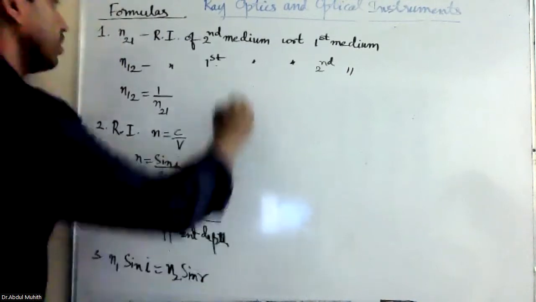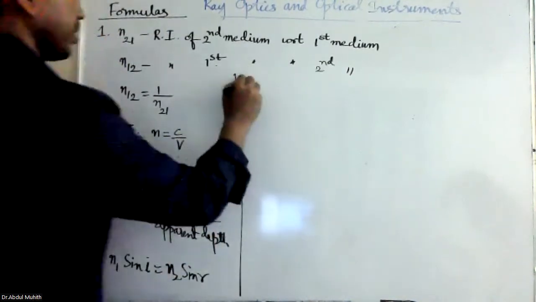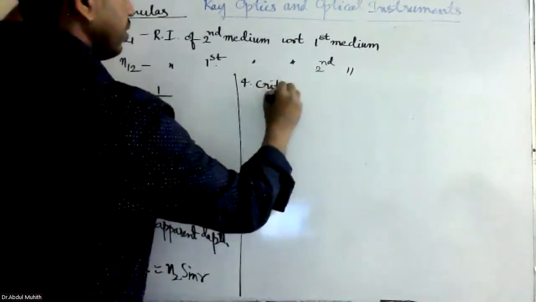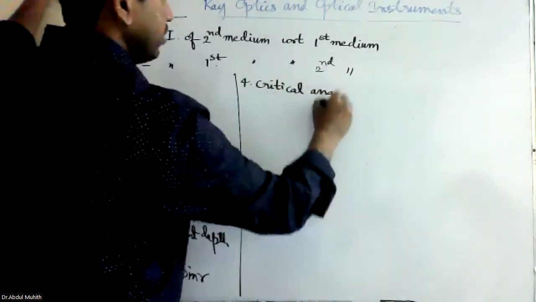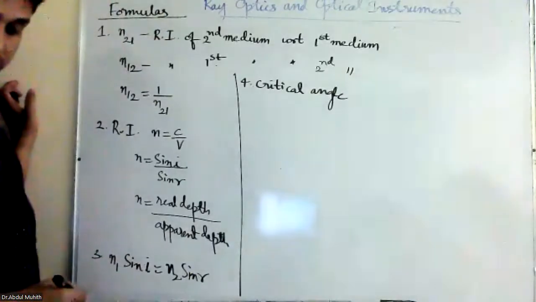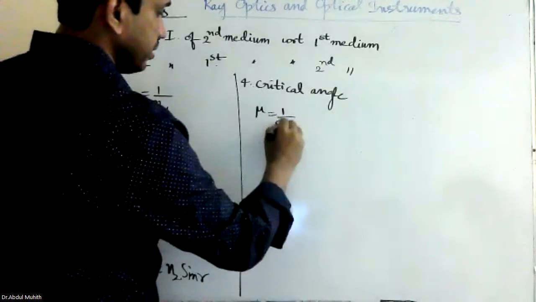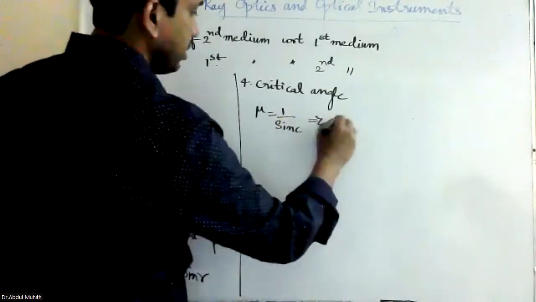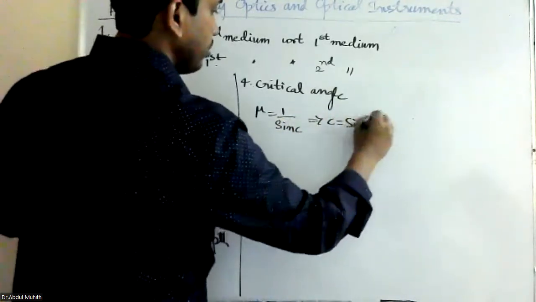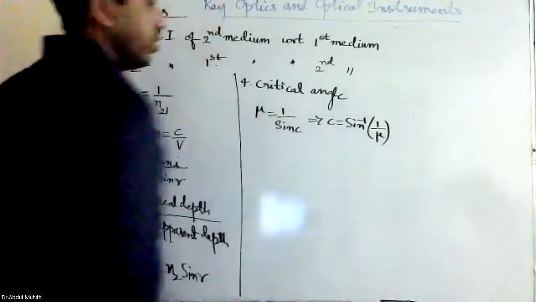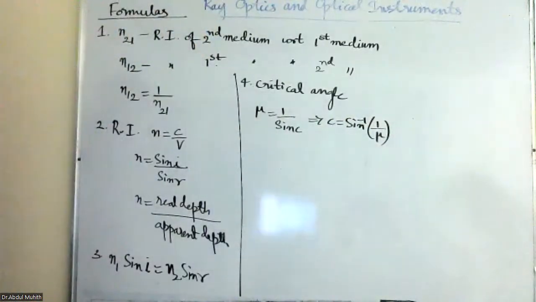Keep this. Next, the fourth one, for critical angle. What is the formula for critical angle? Mu is equal to 1 by sin C, which implies C is equal to sin inverse of 1 by mu. Mu is the refractive index. Okay, so that is the critical angle formula. Next, I'll just draw a small tabular column with refractive index, critical angle and all.